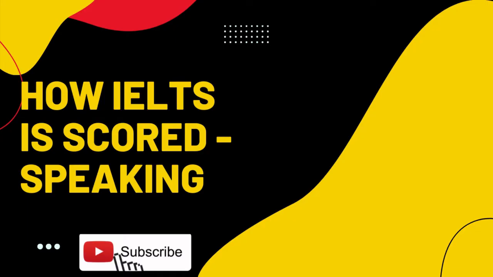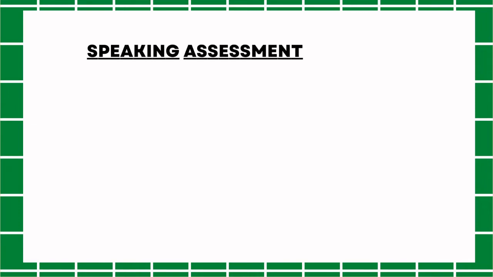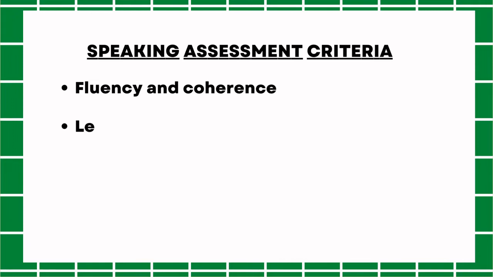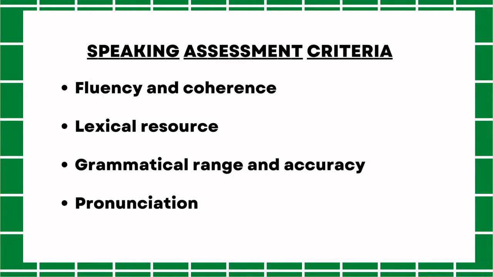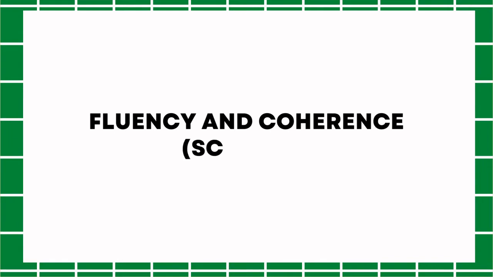Hi, today we are going to learn about how the IELTS speaking test is scored. In one of my videos, we learned about the assessment criteria for the IELTS speaking test, and we learned that there are four assessment criteria, namely fluency and coherence, lexical resource, grammatical range and accuracy, and pronunciation. Let's begin with fluency and coherence.